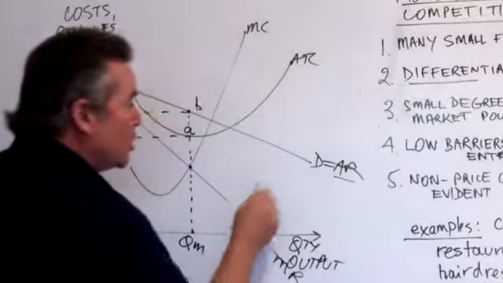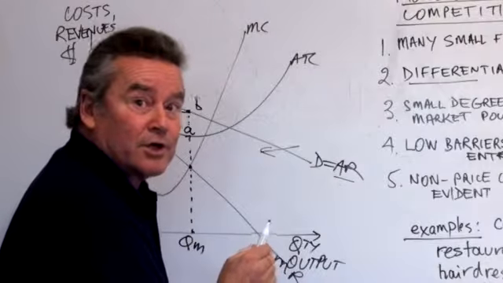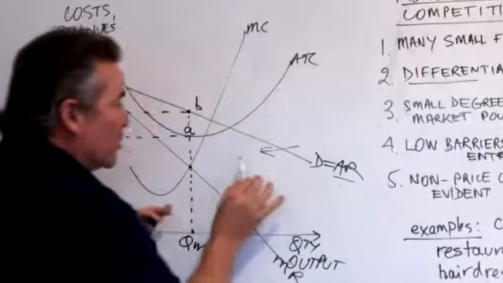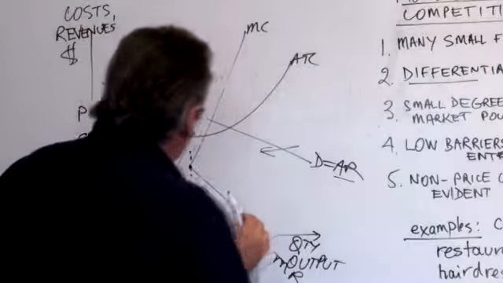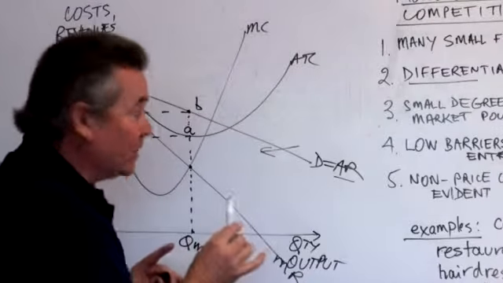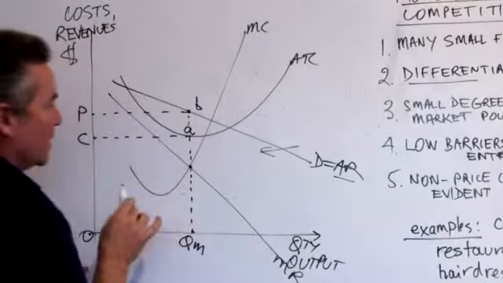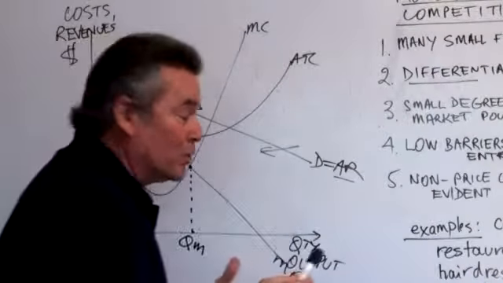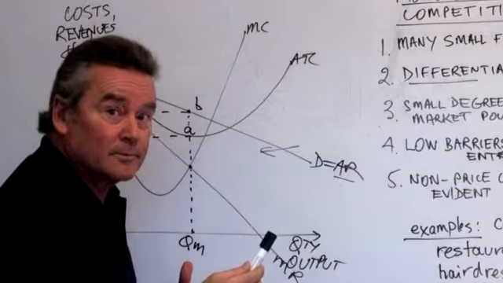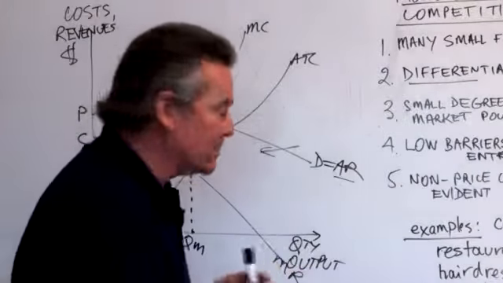And of course, you'll lose some of your market share. So the firm's demand curve will move to the left. Now, how far will it go? Well, it's possible, for example, that it may yield an economic loss. I'll quickly show you what that means.